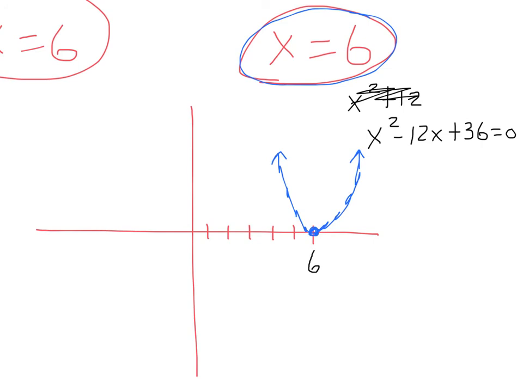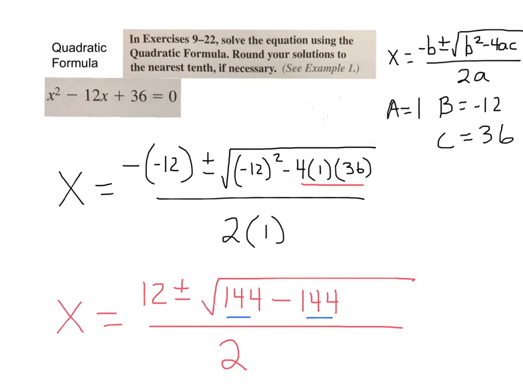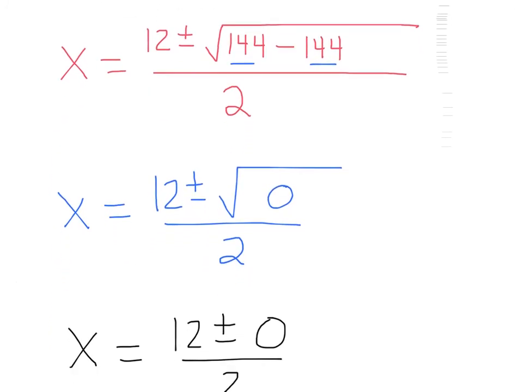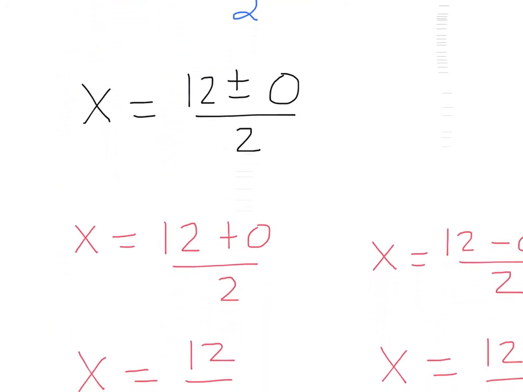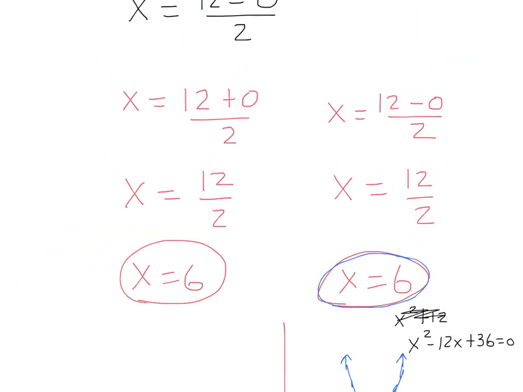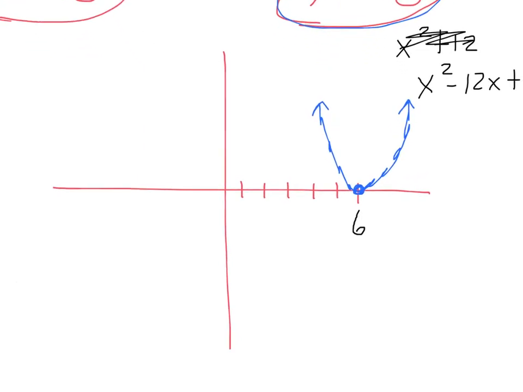Let's go back through and just review the steps that I did to solve this. Here was my original equation, and what I did is I identified a, b, and c, and then I plugged them into this formula. Then you can see all I was doing step by step was simplifying the formula until I came to a final answer that x equaled 6. Then I showed you that if we were to graph that, the only place it would cross the x-axis is at 6.